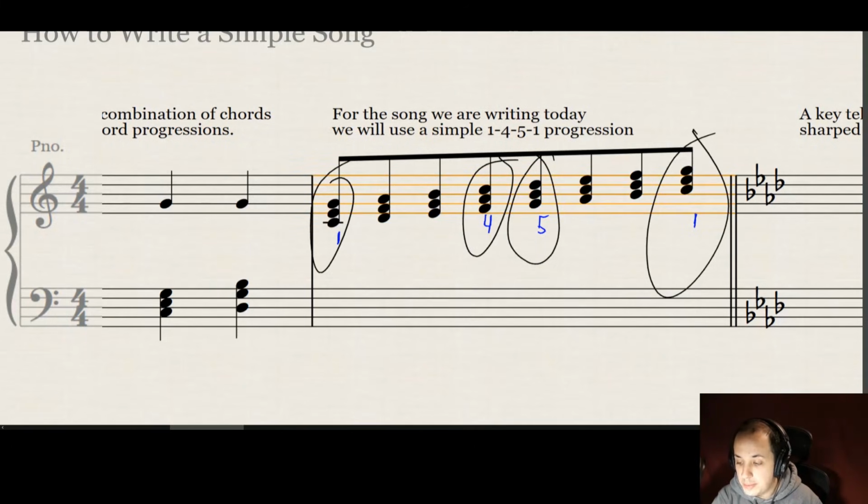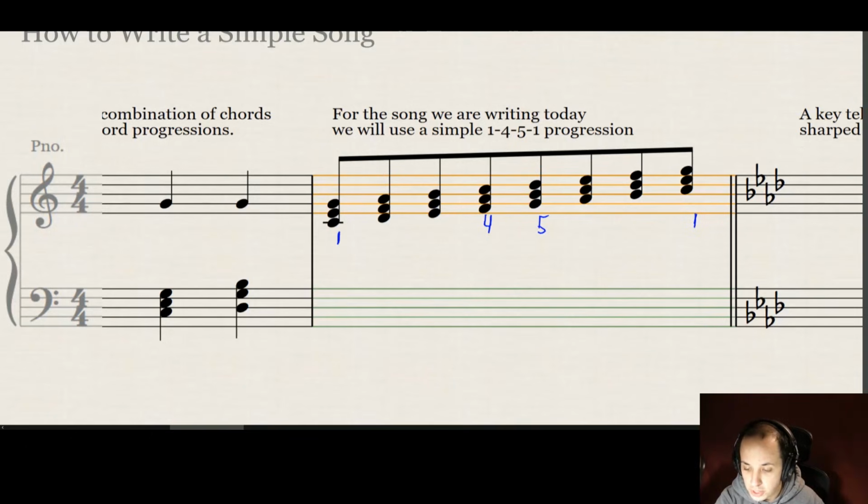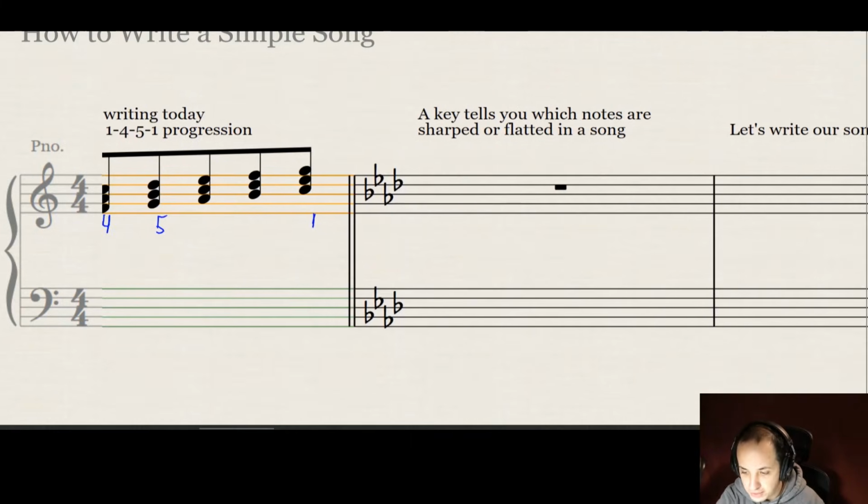Now, keep in mind that songs will often use these, but not in that exact order. They can bounce around. So say you could go like 1, 4, 1, 5, 1, 4, 5, 1. Something like that. You don't always see them strictly as 1, 4, 5, 1.